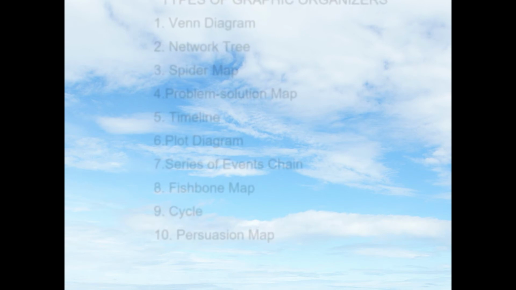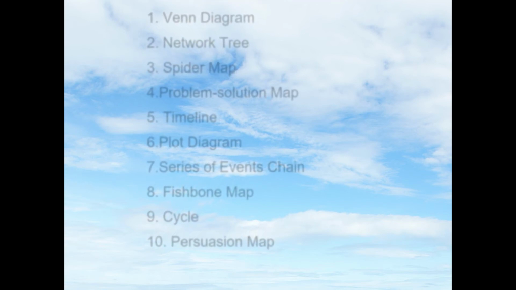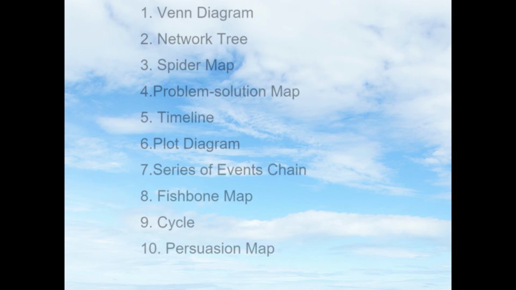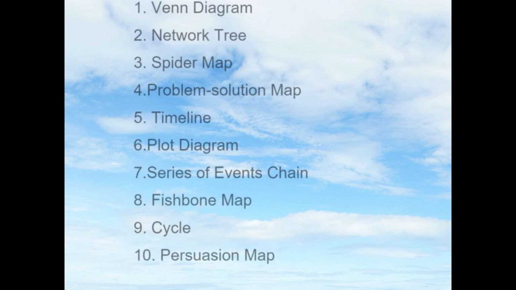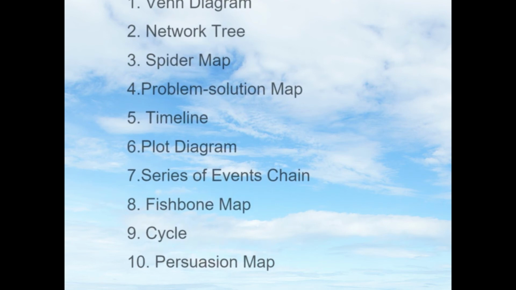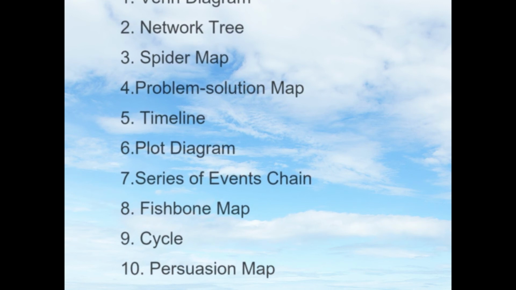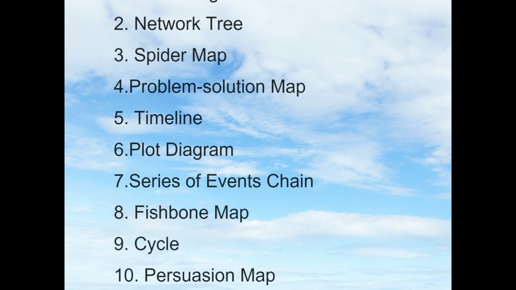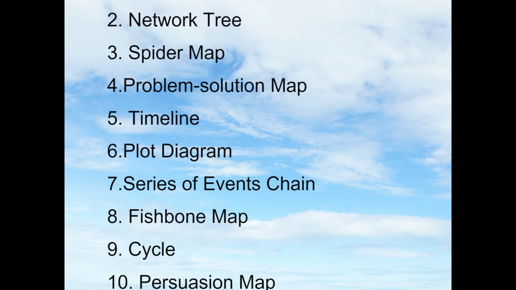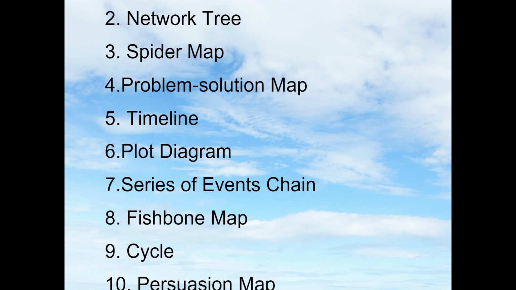To sum up, the types of graphic organizers are Venn diagram, network tree, spider map, problem solution map, timeline, plot diagram, series of events chain, fishbone map, cycle, and persuasion map.